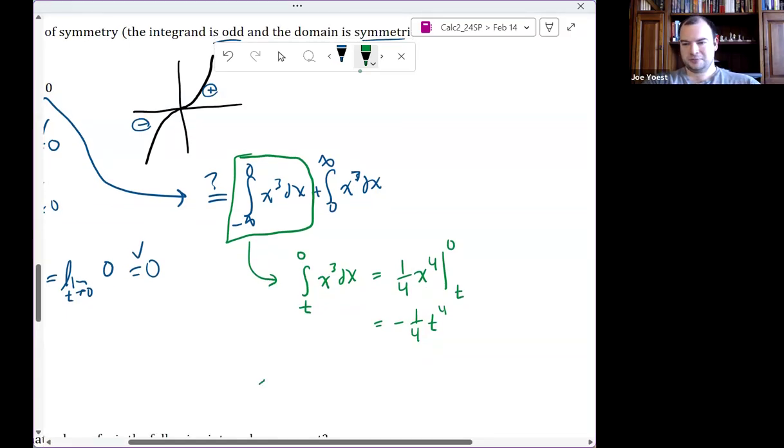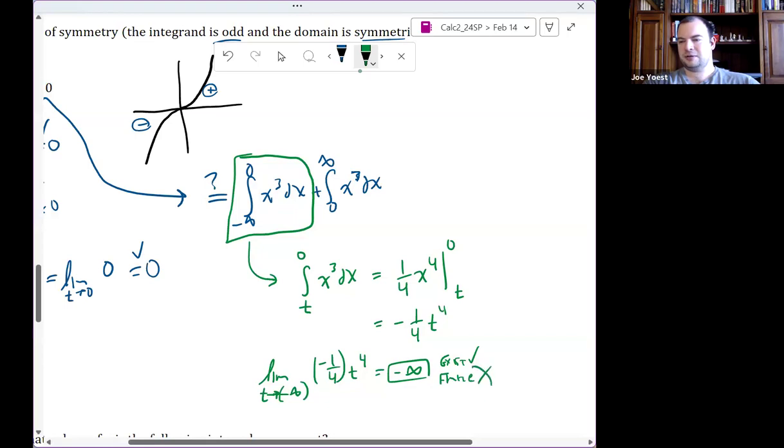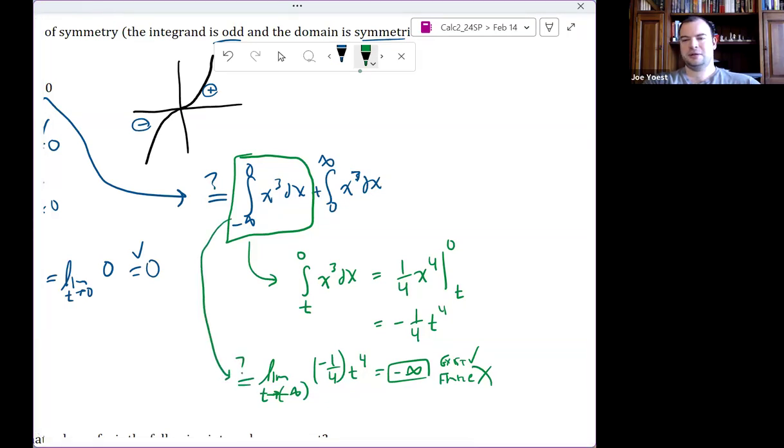Then I have to take the limit as t goes to negative infinity of negative 1/4 t to the 4th, which is negative infinity. Does it exist? I mean, I suppose. Is it finite? No, it's not. So this integral, can it be evaluated? Is this integral convergent? No, this integral diverges.